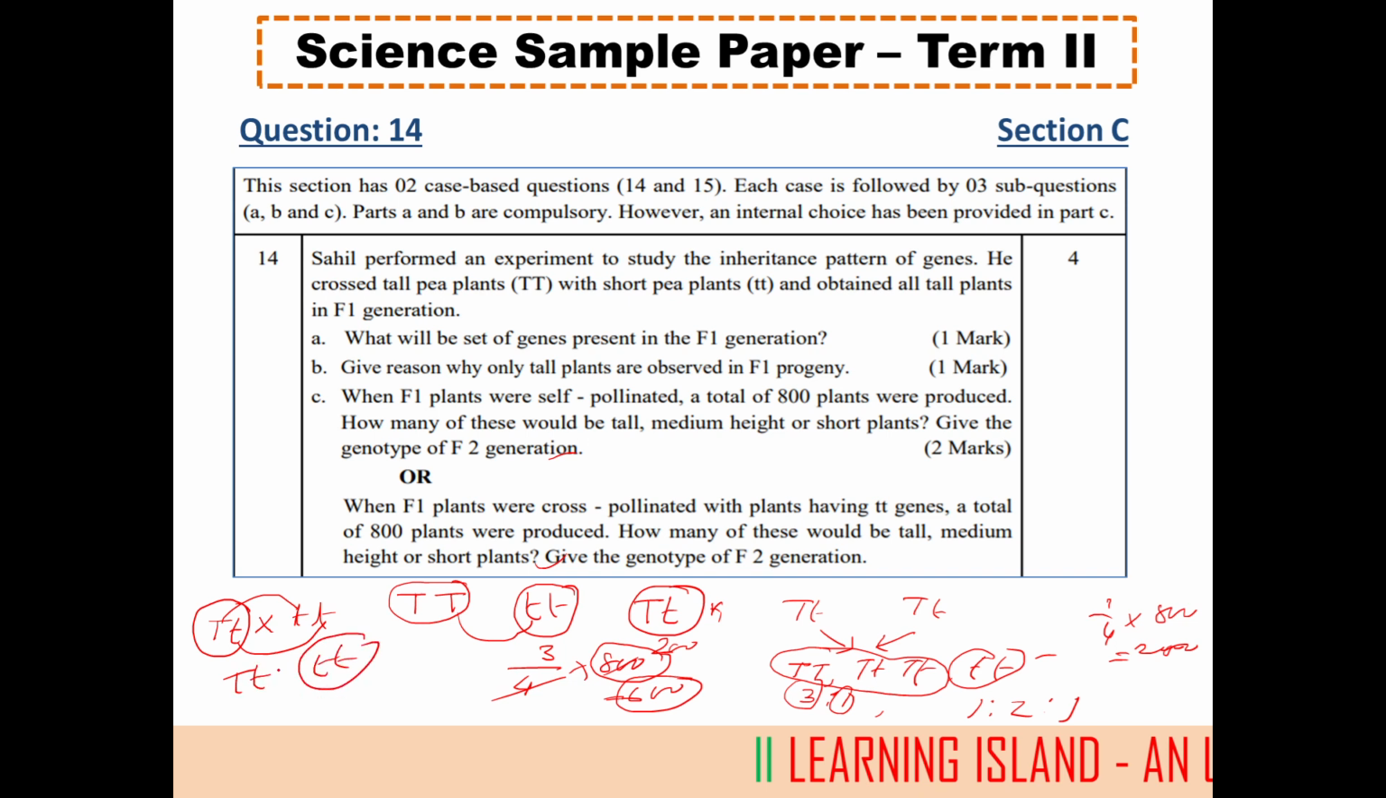So two types of plants will be available. The ratio will be 1:1, that is small and tall. So out of 800, the portion of tall will be 1/2 of 800, so it will be 400. So 400 plants will be tall and 400 will be small equally.